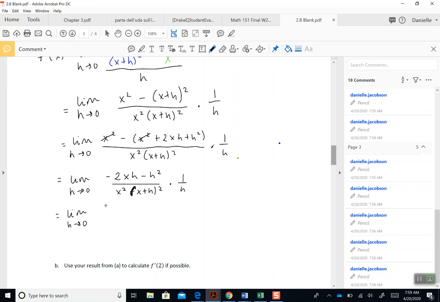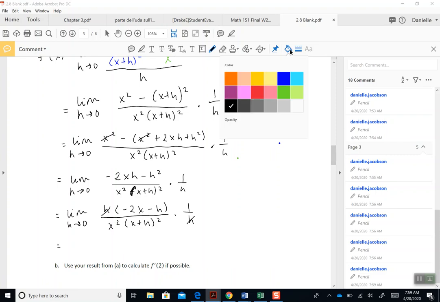So I have h times negative 2x minus h, all over x squared times (x plus h) squared, times 1 over h, right? My h's divide out to 1 here, so I did what I set out to do. And I can see that once those divide out, I can run my limit. So I'm just going to do that with this first fraction.